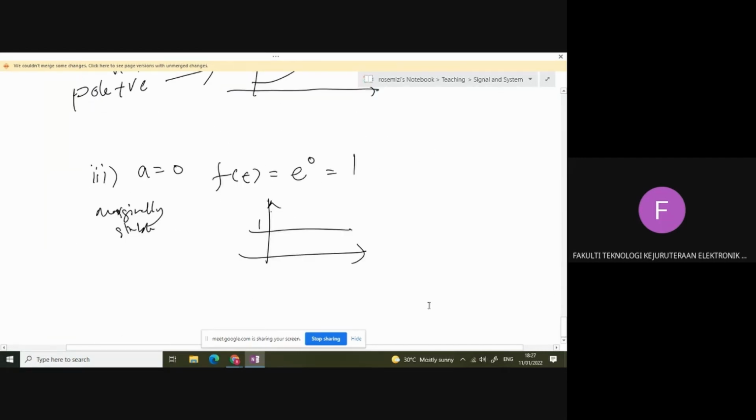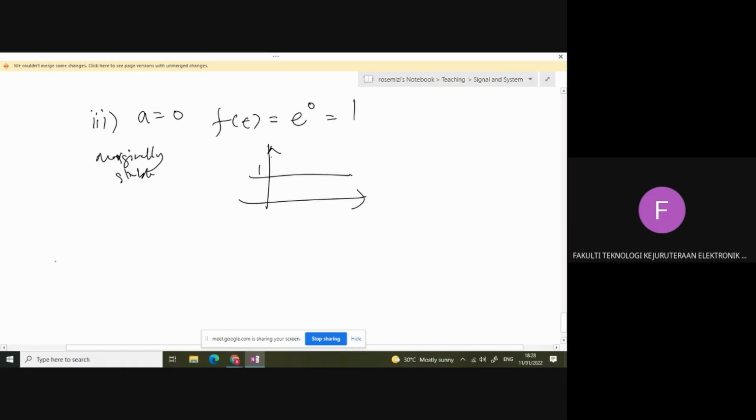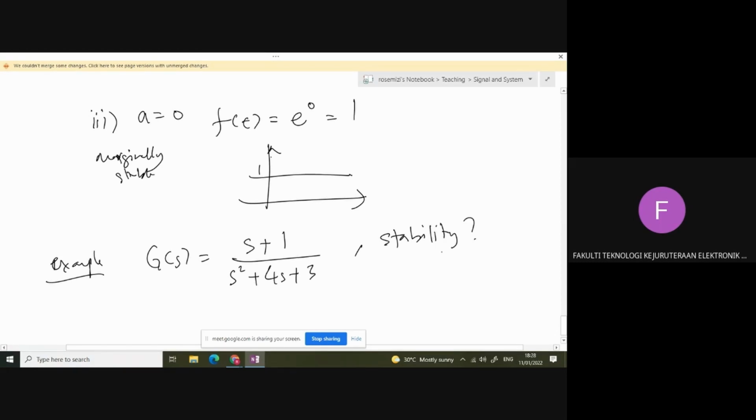So we try to do one last example. Now it's 6:30 already. Let's say G(s) equals (s plus 1) over (s squared plus 4s plus 3). We check whether the system is stable or not. Check the stability. Can you check the stability of our system?